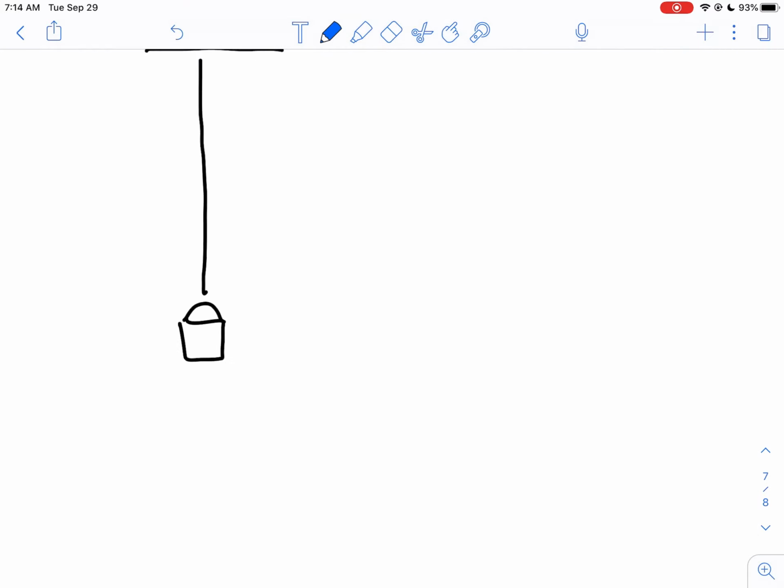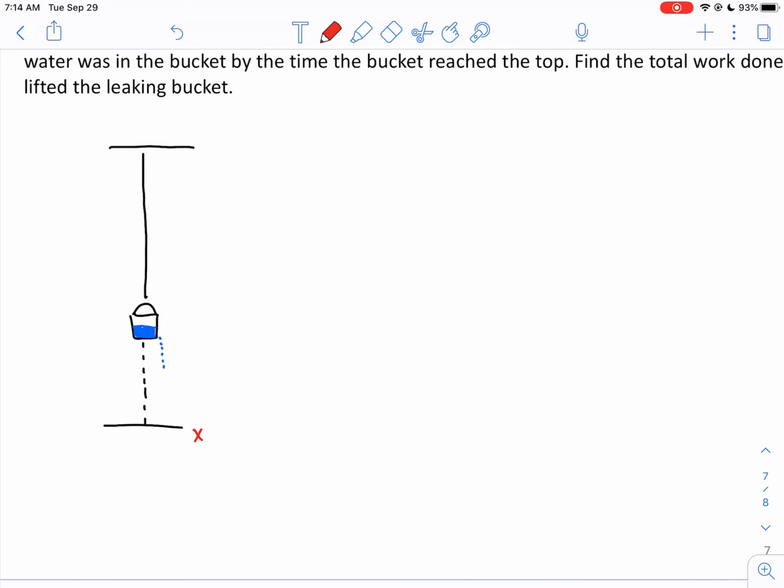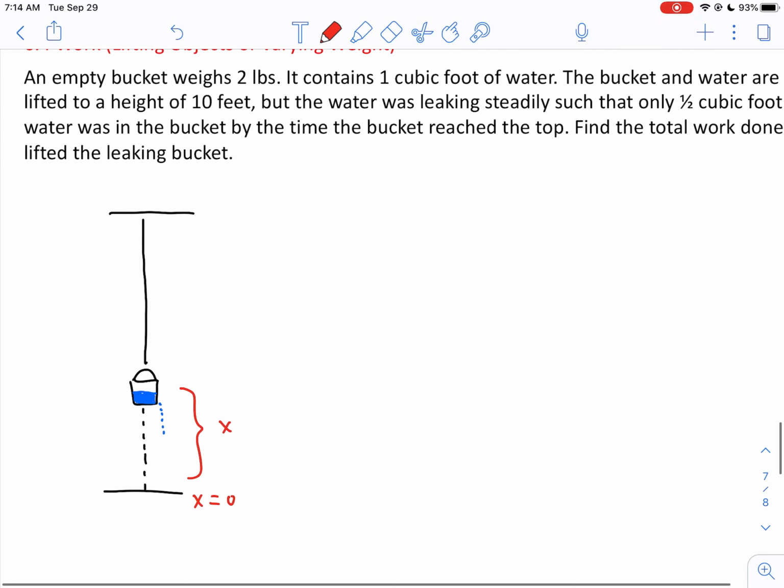There's some water in this bucket, but that water is leaking. And let's assume that we've lifted that bucket. Remember, you always want to draw a picture of partway through the process. X equals 0 is down here at the bottom. We're saying we've lifted the bucket a total of X feet so far. How much is left to go?